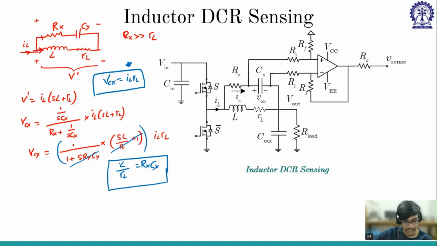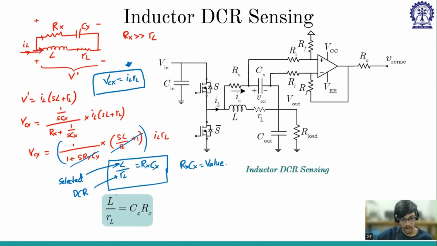Say you have selected the inductance. You can go to that inductor datasheet and you can get some approximated value of this DCR. So they'll be mentioning what is the DCR. So you know L and RL, and from there, you can get the RC expression. You will get Rx into Cx is equal to some value. So you have to choose Rx and Cx in such a way that this product will be equivalent to that value. In such case, my VCX will be equal to IL into RL. So L by RL should be equal to Rx Cx.